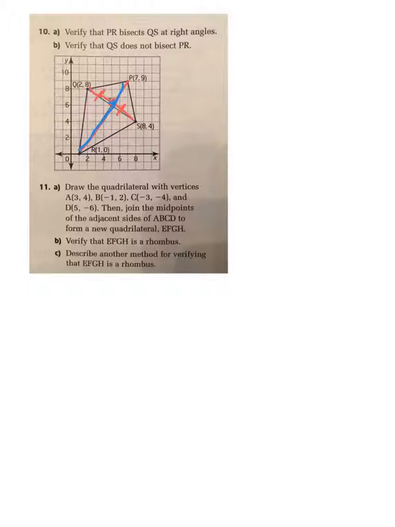Question 11, draw the quadrilateral with vertices A, B, C, D, and then join the midpoints of the adjacent sides. So similar to the question we did before. Verify that EFGH is a rhombus. You're going to find the length of each of the four sides of the rhombus, and the opposite slopes are equal. So you're going to find the slopes and lengths of each side of this EFGH. Question 12, draw the quadrilateral with vertices A, B, C, D, and then join the midpoints. The same question. In fact, it is the same as question 11, repeated.